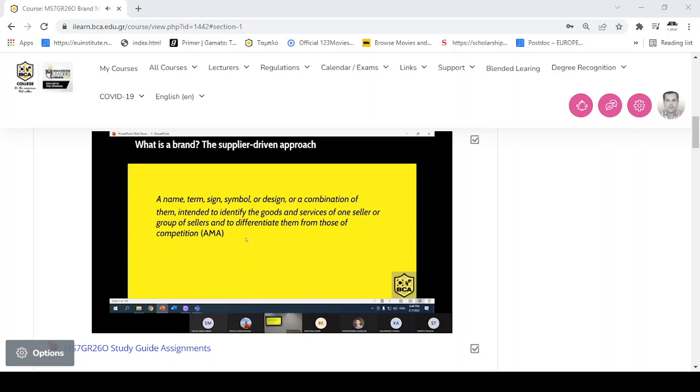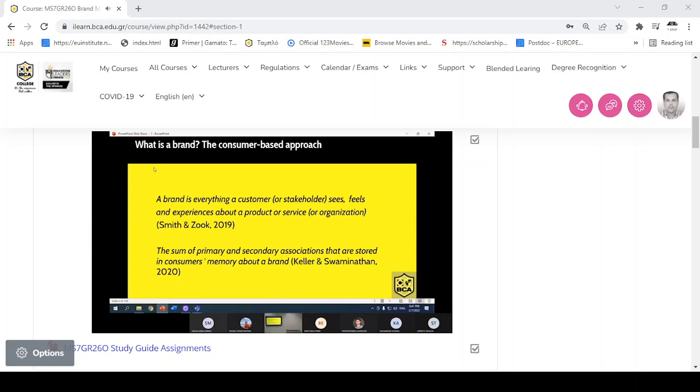Of course, it's not simple, but in practice, it's not quite as complete as it looks. And the reason why it's not as complete as it looks is that a brand is everything a customer or a stakeholder sees, feels, and experiences about a product or service, which amounts to the sum of primary and secondary brand associations that are stored in the consumer's memory about a brand. The distinction between primary and secondary brand associations is the kind of associations that remain in consumers' minds about brands. Primary ones are bound up with the functional benefits of a brand or with attributes that inhere in the brand, whereas secondary associations are more akin to the intangible aspects that I was talking about earlier.